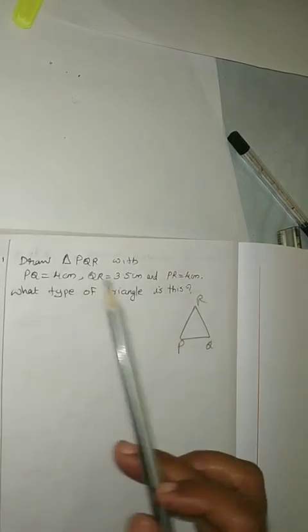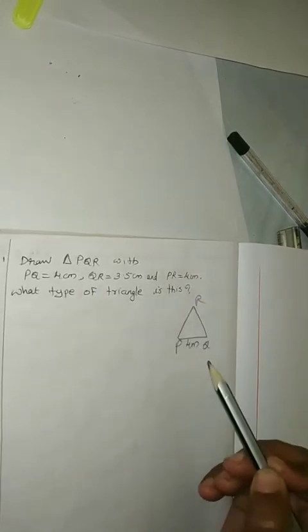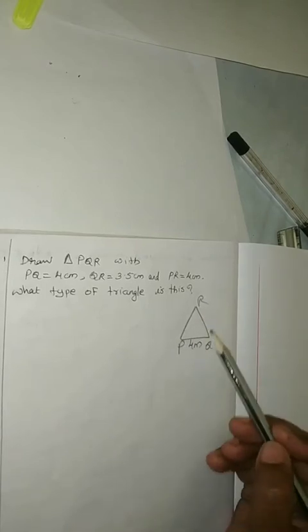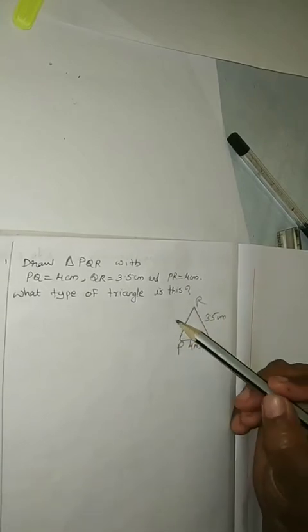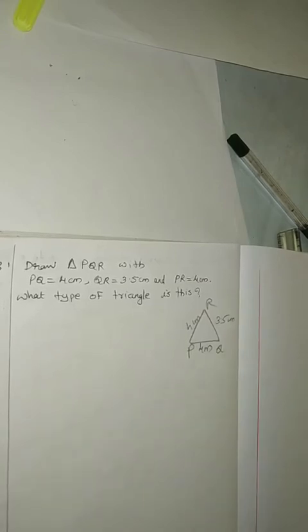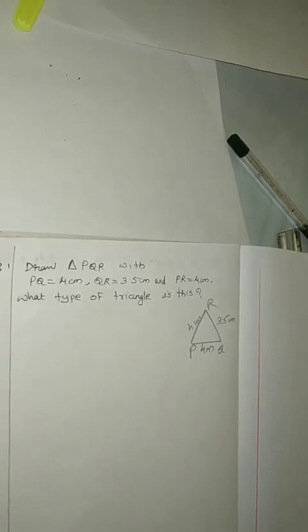PQ is given, that is 4 cm. Then QR equal to 3.5 cm and PR equal to 4 cm, again 4 cm. Here one specialty is that two sides are equal for this triangle PQR. So, which type of triangle? Isosceles triangle. What is a scalene triangle? If the three sides are different in length, that is a scalene triangle. For an equilateral triangle, all sides are equal in length.